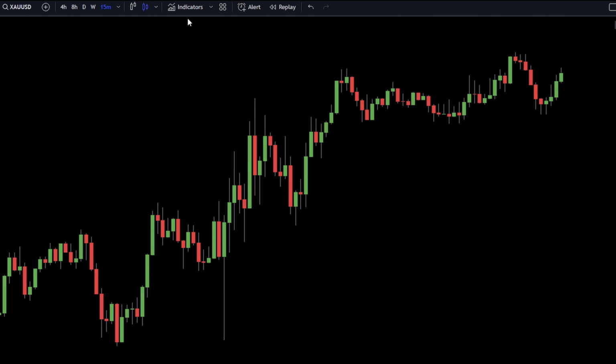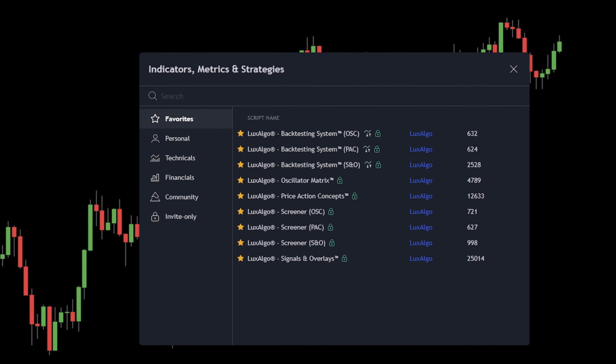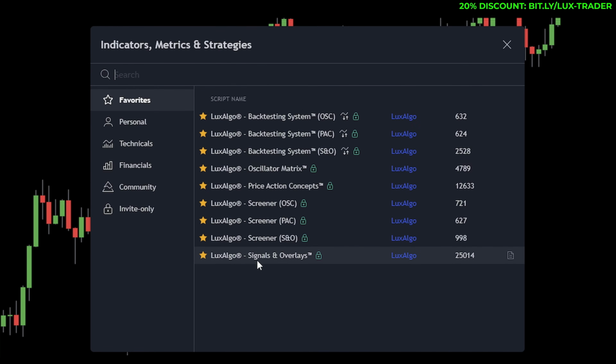To apply the indicators to the chart, open the Indicators tab and search for Lux Algo Signals and Overlays, and add this one to your chart. And for our second indicator, we want to use the Price Action Concepts indicator.